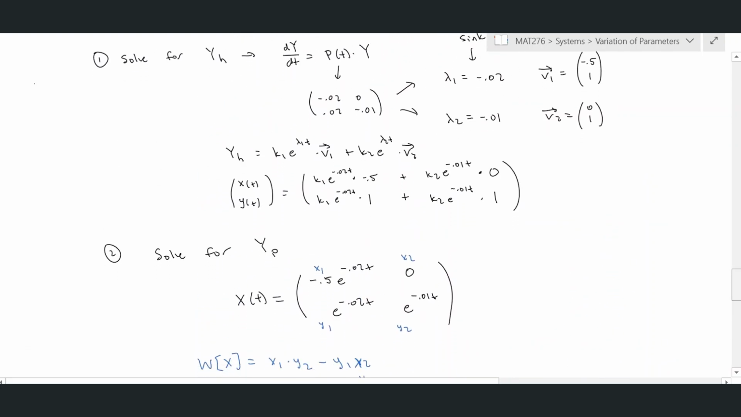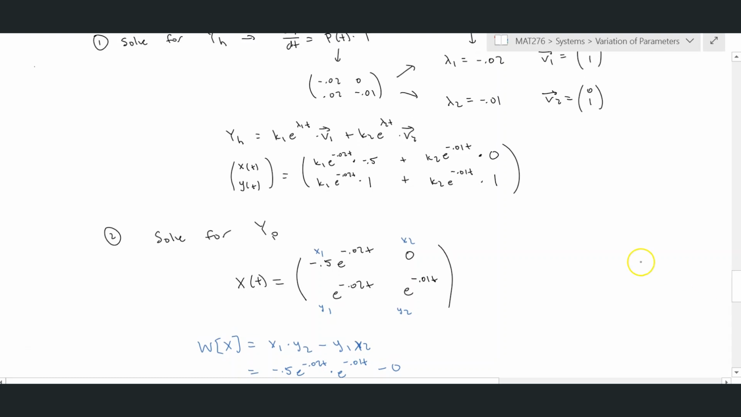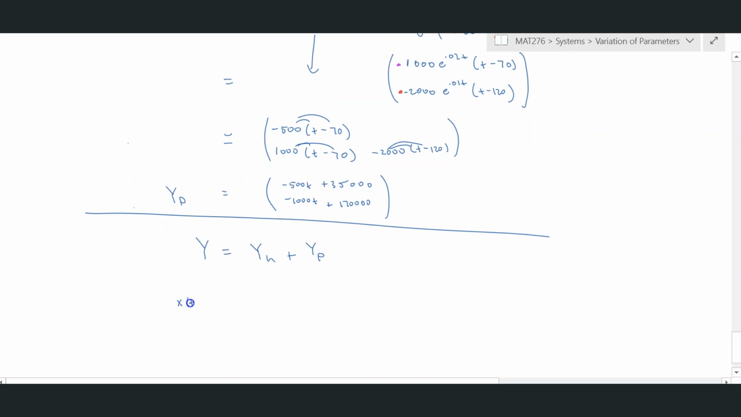We probably already forgot about yh, but for the first expression x of t, it's going to be negative 0.5k1 e to the negative 0.02t. Y of t, the y homogeneous, is k1 e to the negative 0.02t plus k2 e to the negative 0.01t. Now I have to add on the y particular, and the y particular for the first, for the x of t will be the negative 500t plus 35,000, and for the second that will be negative 1,000t plus 170,000.